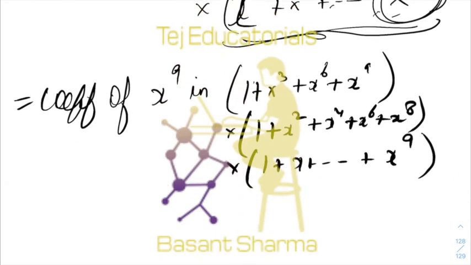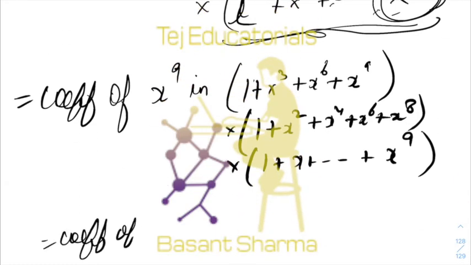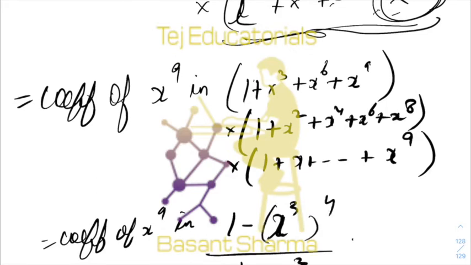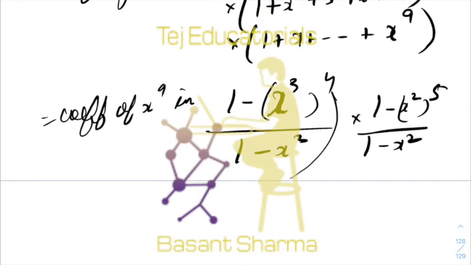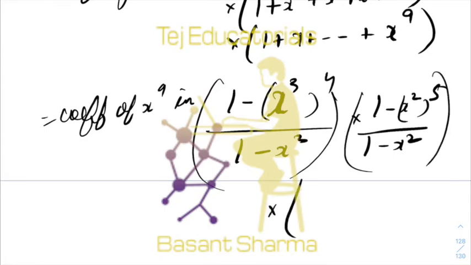Now this is nothing but the coefficient of x to the power 9 in (1 − x³)⁴ upon (1 − x³), into (1 − x²)⁵ upon (1 − x²), into (1 − x¹⁰) upon (1 − x), because four terms are there.